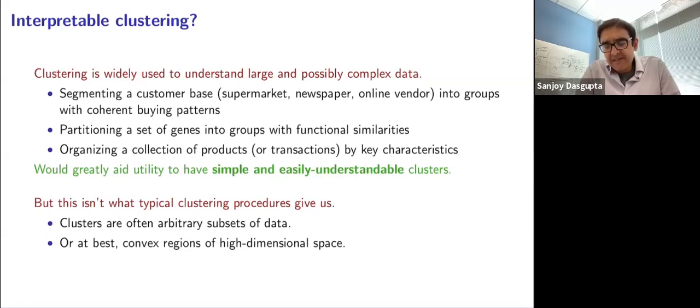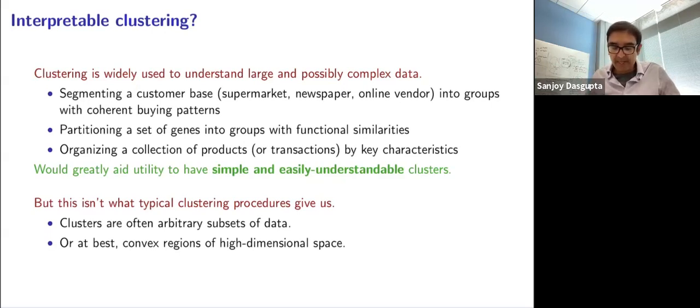And in all of these kinds of applications, it would help a lot if the clusters were easy to understand. For instance, in the newspaper example, if one of the clusters was, oh, these are the people who primarily read the sports section, something like that. If the cluster was simple. Now, this is not, however, what clustering algorithms actually give us. In the case of hierarchical clustering, in fact, the clusters are really just pretty arbitrary subsets of data. And even with the more well-behaved clustering algorithms, the best you can really hope for are convex regions of space, which are not very understandable in higher dimension.